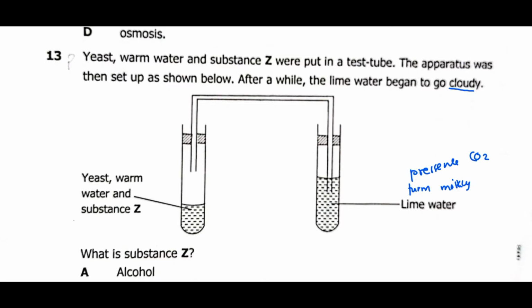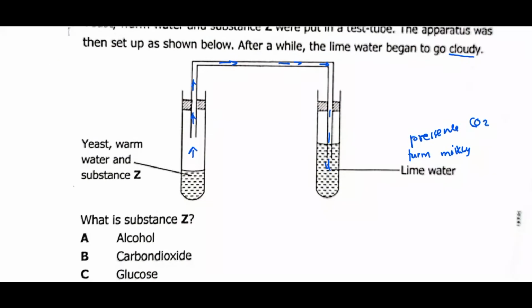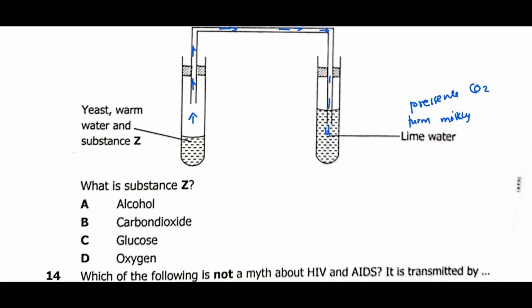So this means that there was a gas that was produced, and this gas passes through this delivery tube into the lime water. So after this carbon dioxide reacted with lime water, then we have to observe the change into cloudy. So what is substance Z? Meaning here we have to look at is here warm water.